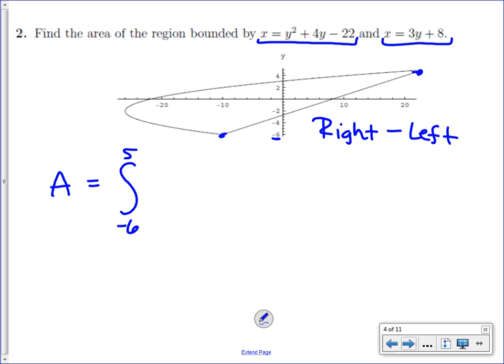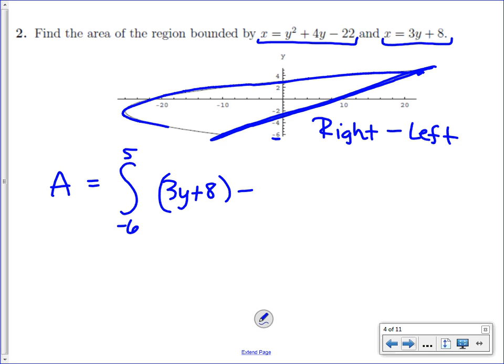All right. So the function to the right is the linear function. That would be the 3y plus 8, minus the function to the left, which looks like a sideways parabola. That would be the y squared plus 4y minus 22. You want to set it up as dy, because your functions are in terms of y. This would be your definite integral, and then of course you would just solve it.